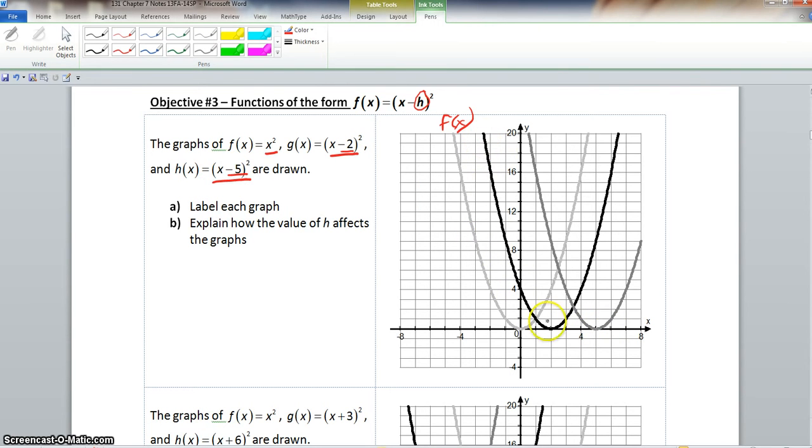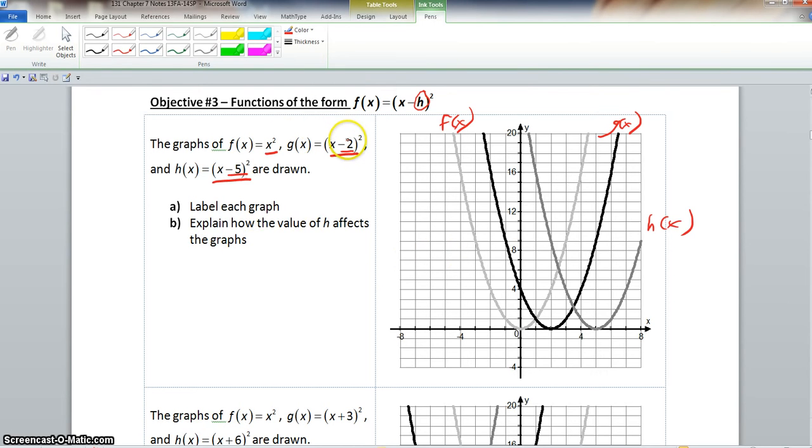So if you notice here, this black line is shifted to the right 2 places. So we know that this is our g of x. And then this dark gray parabola here, we know that this is our h of x because it's shifted to the right 5 places. So it says here, explain how the values of h affect the graph.